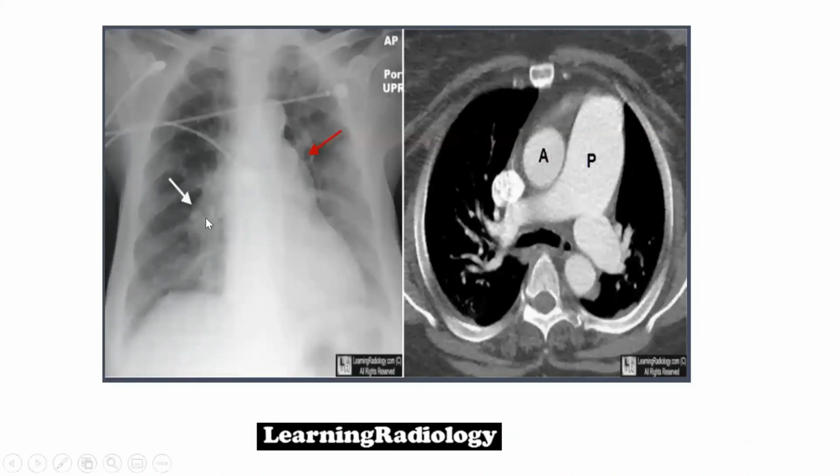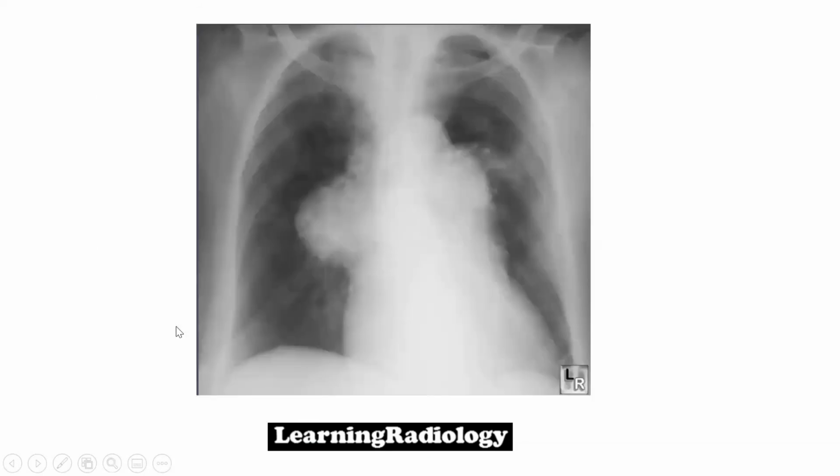Okay. And here is the pulmonary artery dilatation. This is pulmonary artery dilatation, left and right, in a patient with pulmonary hypertension. And this is an extreme form of pulmonary artery dilatation in a patient with pulmonary hypertension.